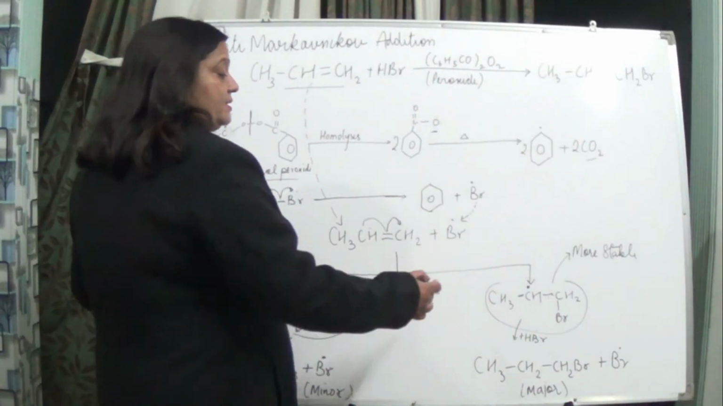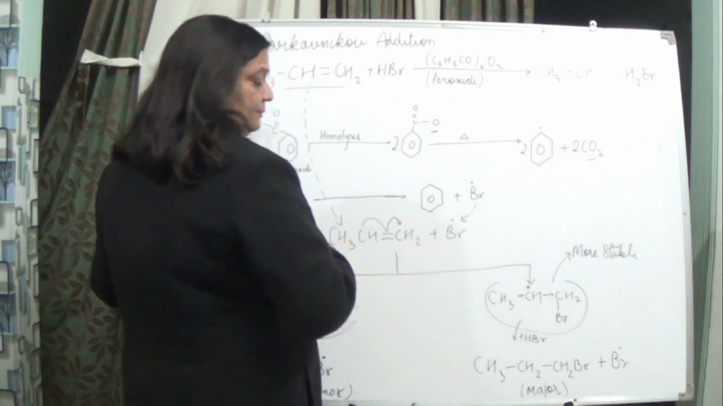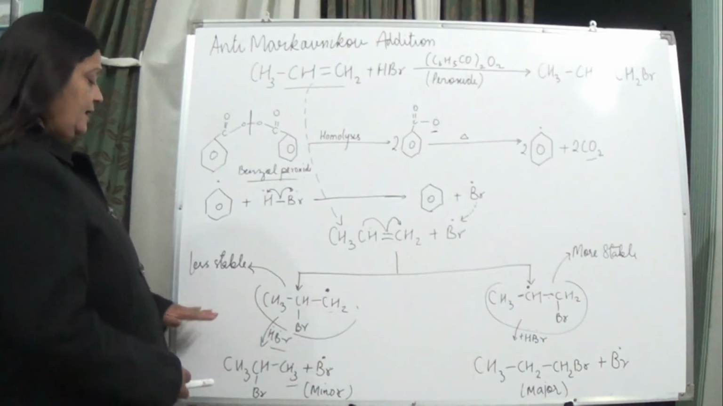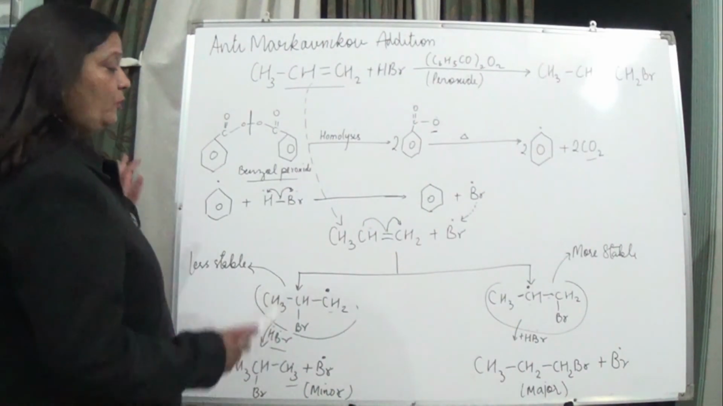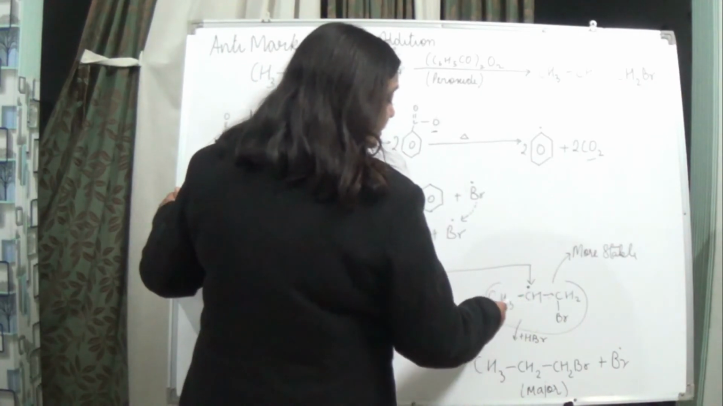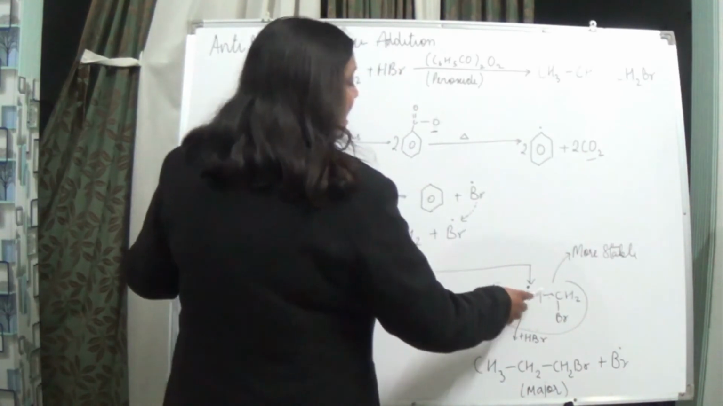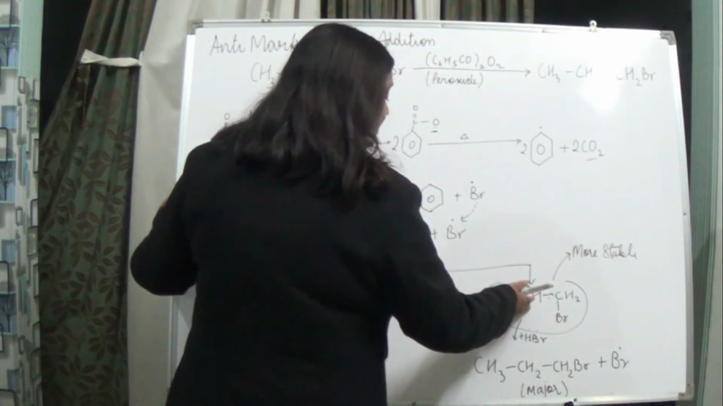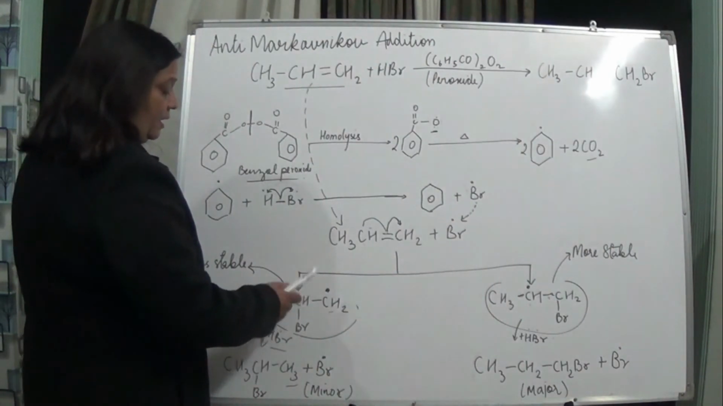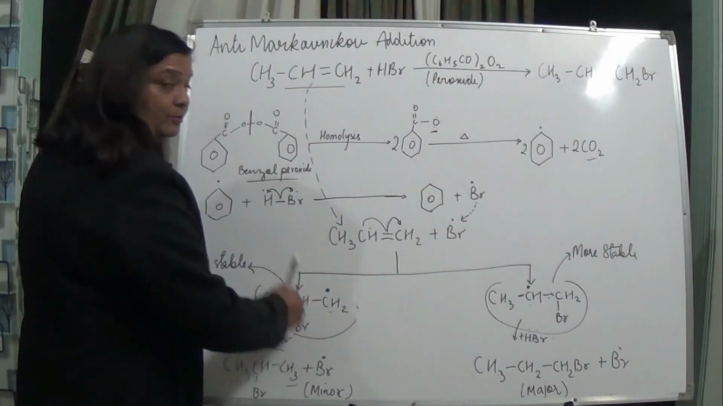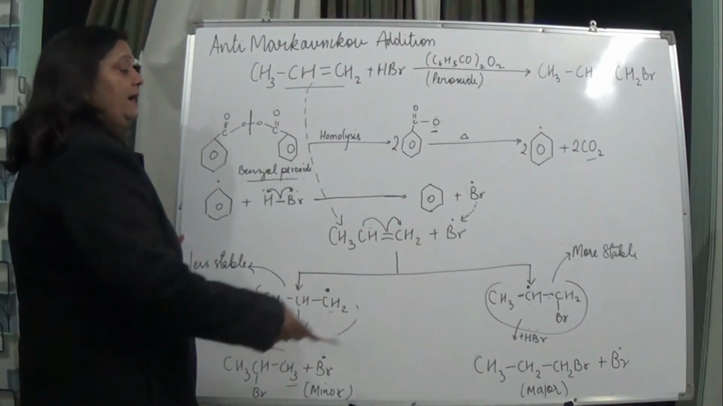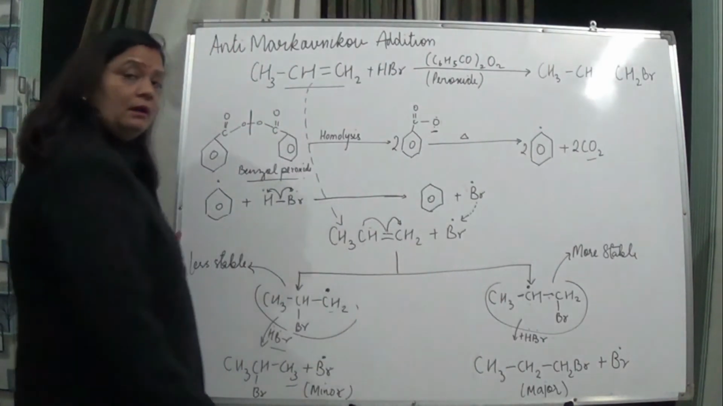So why is this bromopropane more stable and forming the major product, and why is this less stable and forming the minor product? Actually, here it is receiving the electrons from this, which is giving the electrons, thereby making it more stable in nature. But here, this is giving the electrons, but it is showing its effect towards the bromine, not to this, and as a result this becomes less stable and this becomes more stable in nature.